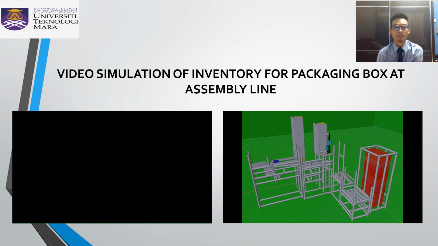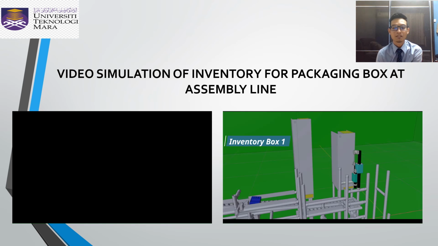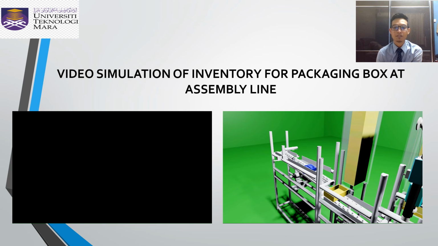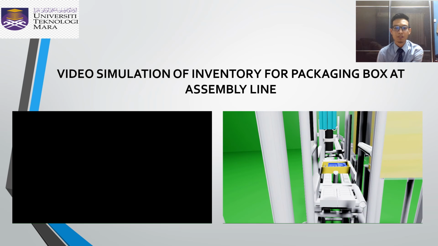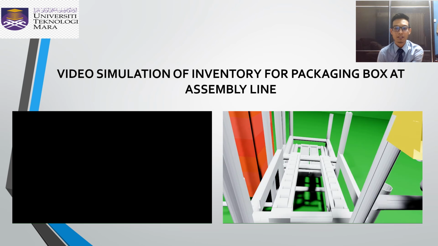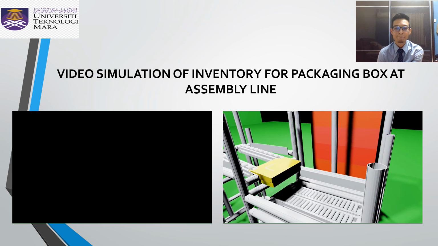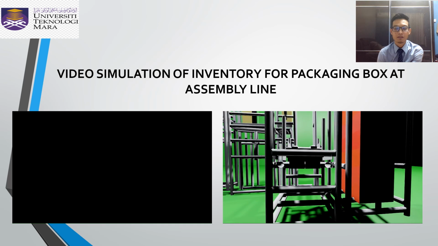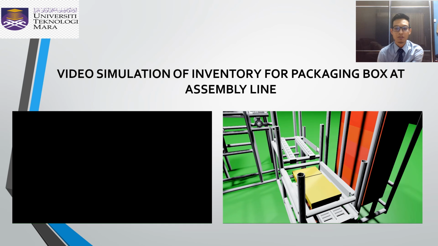The second video is to simulate the product part travel at the packaging section. So this is the second video. This is inventory box 1 and box 2. The product will travel to inventory box 1 and continue to inventory box 2. Lastly, the 3 boxes will fit in the big box.